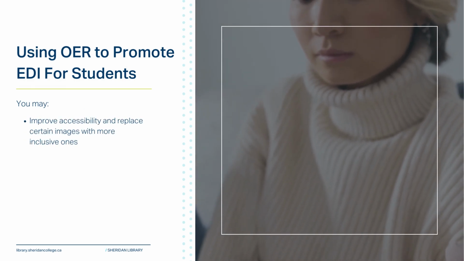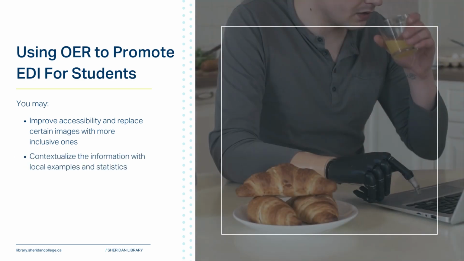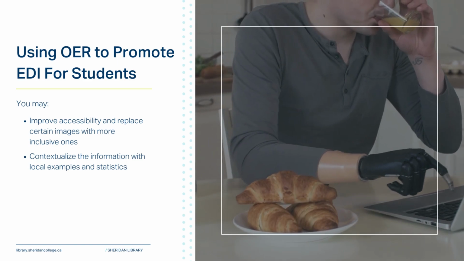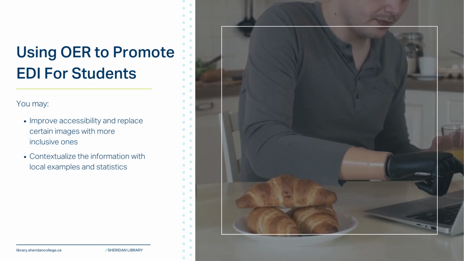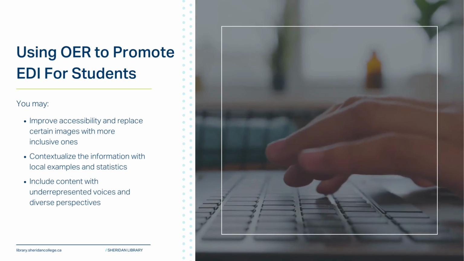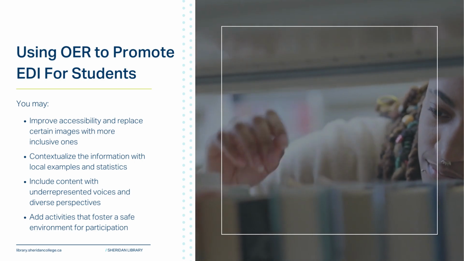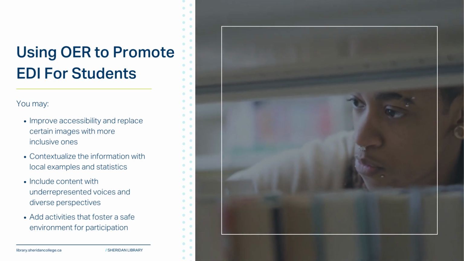Improve the accessibility of the material. Replace certain images with more inclusive ones. Contextualize the information with local examples and statistics. You can also include content with underrepresented voices and diverse perspectives, as well as add activities that encourage marginalized students to contribute their own viewpoints, as well as leverage their prior experiences.